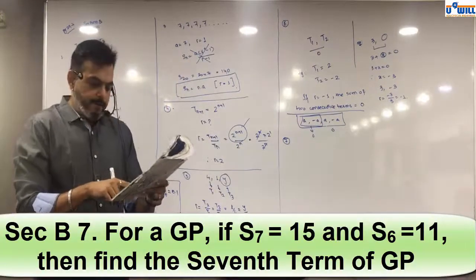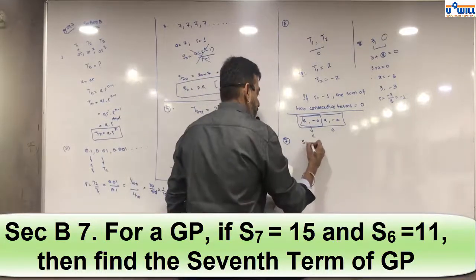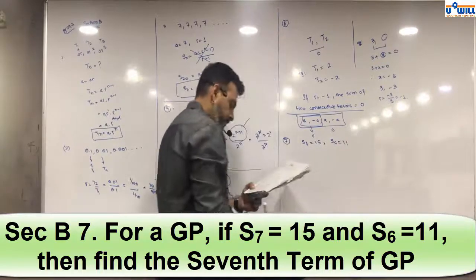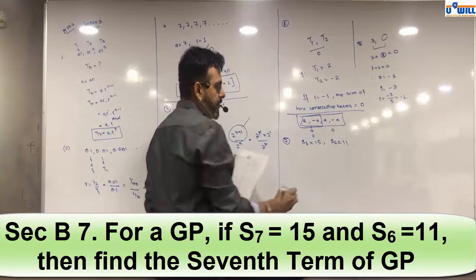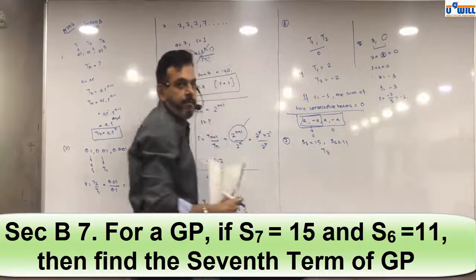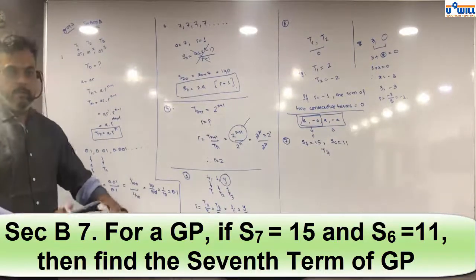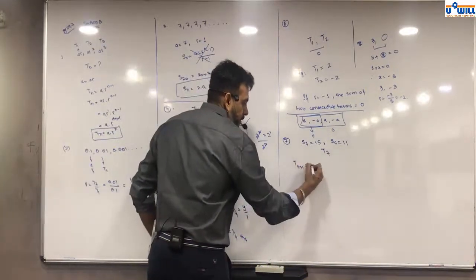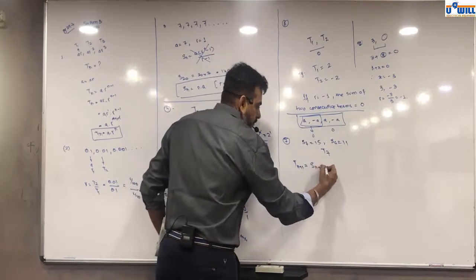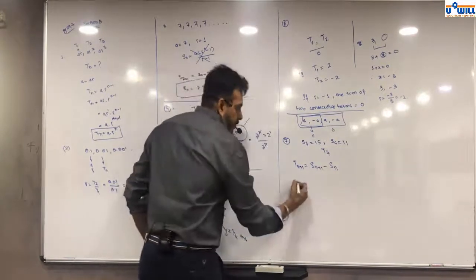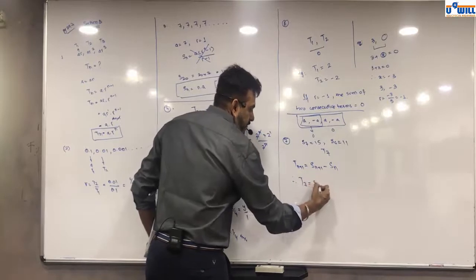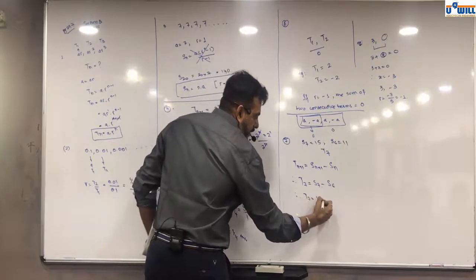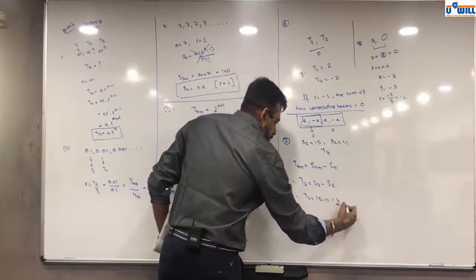For a GP, if S7 is equal to 15, S6 is equal to 11, we have to find the 7th term of GP, T7. Which formula will we use? कल हमने किया था? Yes. T n plus 1 is equal to S n plus 1 minus S n. Therefore, T7 is equal to S7 minus S6. Therefore, T7 is equal to 15 minus 11, which is equal to 4.